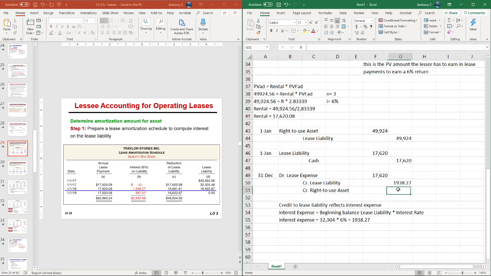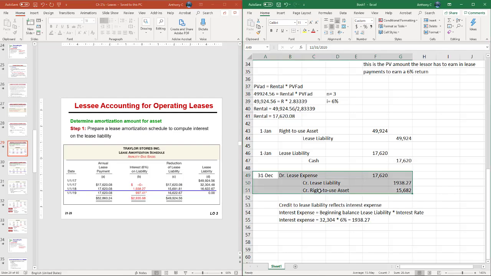Right, and then the amount we're going to credit the right to use asset for, this is just a plug number. We're going to set the amortization expense so that our lease expense is the same every period. So this lease asset will just be the difference between the lease expense and our interest expense. So we'll credit the right to use asset for $15,682. And again, this credit reflects the amortization expense. So we've just made the journal entry here for recording lease expense.